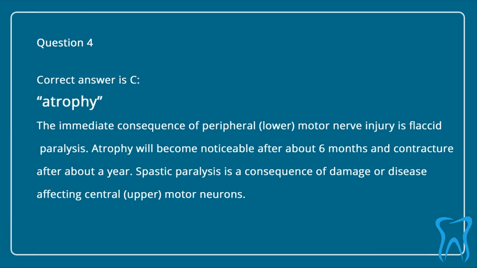Atrophy. The immediate consequence of peripheral, lower, motor nerve injury is flaccid paralysis. Atrophy will become noticeable after about 6 months and contracture after about a year. Spastic paralysis is a consequence of damage or disease affecting central, upper, motor neurons.